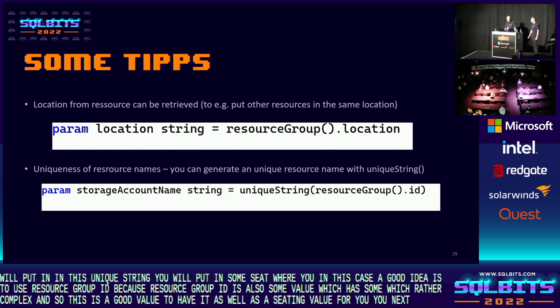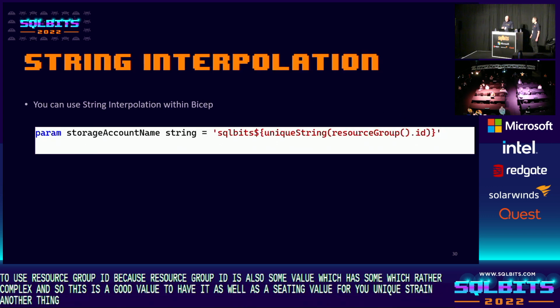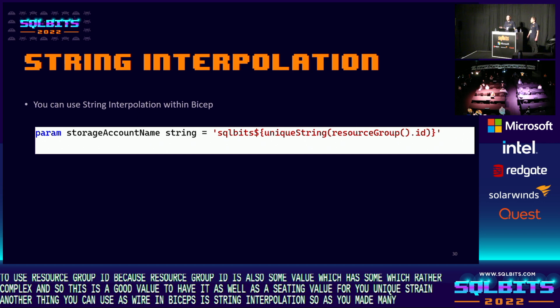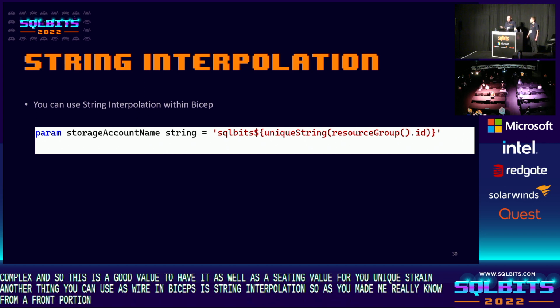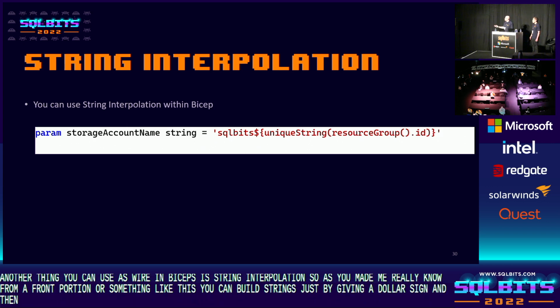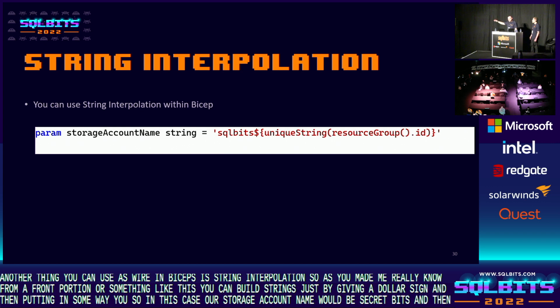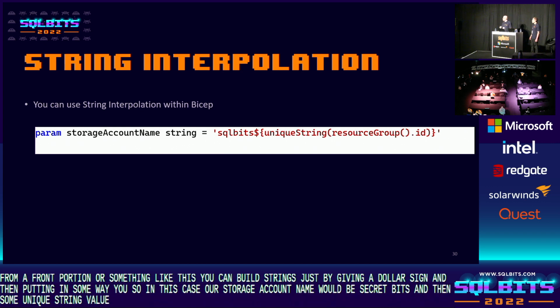Another thing you can use as well in Bicep is string interpolation. As you maybe know from PowerShell or something like this, you can build strings just by giving a $ and then putting in some value. So in this case, our storage account name would be SQL bits and then some unique string value which will be given back from the function uniqueString.